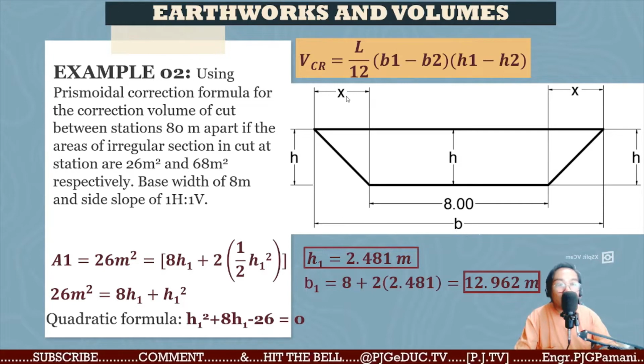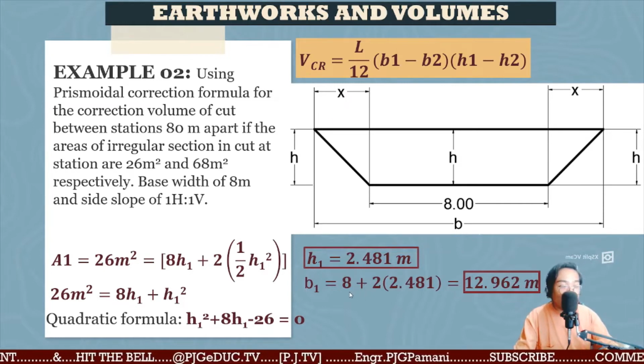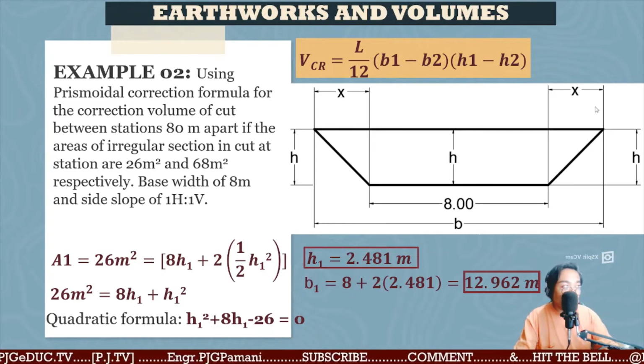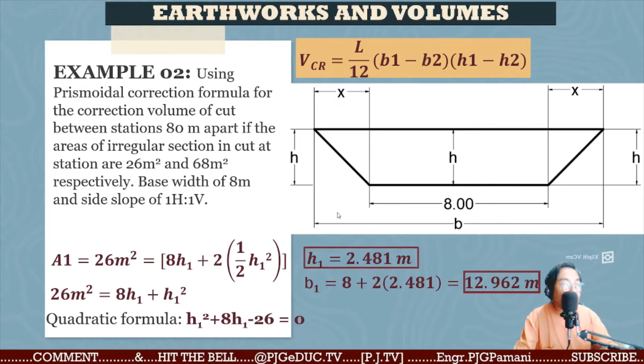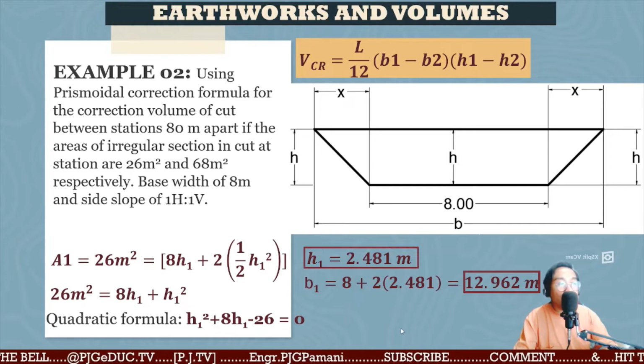Then, by inspection alone, you can simply solve for b, because x is the same as h. So substitute: 8 plus 2 times x. It is 2, edge to edge, the b1. So 8 plus 2 times 2.481 gives us a total base edge of 12.962 meters. So now we have b1 and h1.